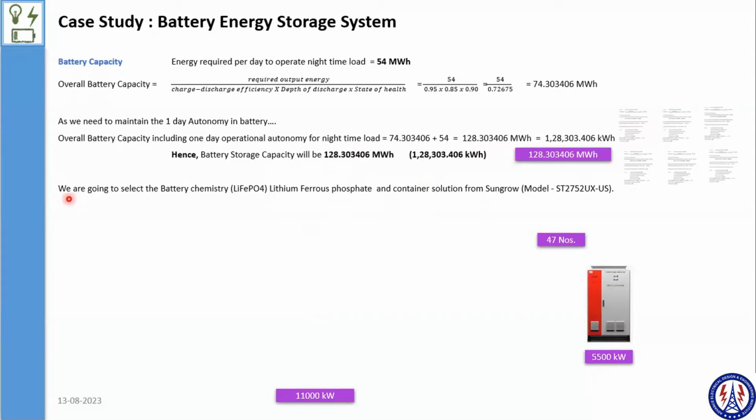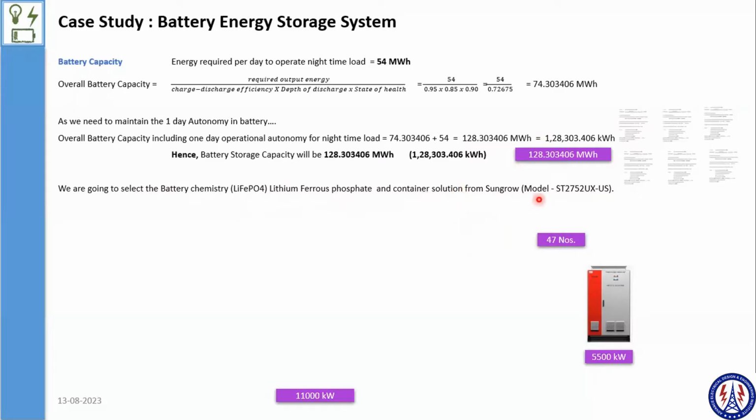And we are going to select the battery chemistry here, lithium ferrous phosphate, because I have personal experience with it. So I know the operational scenarios and conditions and the sustainability of the battery. This is a very trending chemistry right now in the market for sustaining higher temperatures and for longer life. So we are going to select lithium ferrous phosphate from the Sun Group containerized solution I am planning for, for this case study.